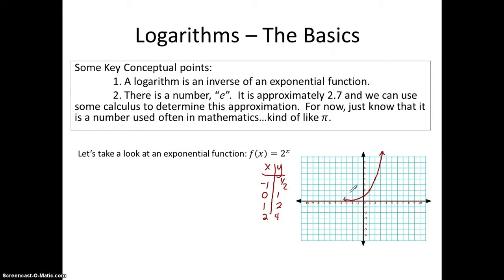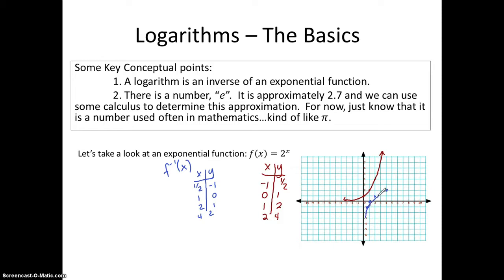In my class, I mentioned that we wanted to graph the inverse of this. And if we graphed the inverse of f of x, so we're graphing f inverse of x, we would take these and switch them. So our x and y in this case would be 1 half, negative 1; 1, 0; 2, 1; and 4, 2. And notice, yes, this is a reflection about the line y equals x.